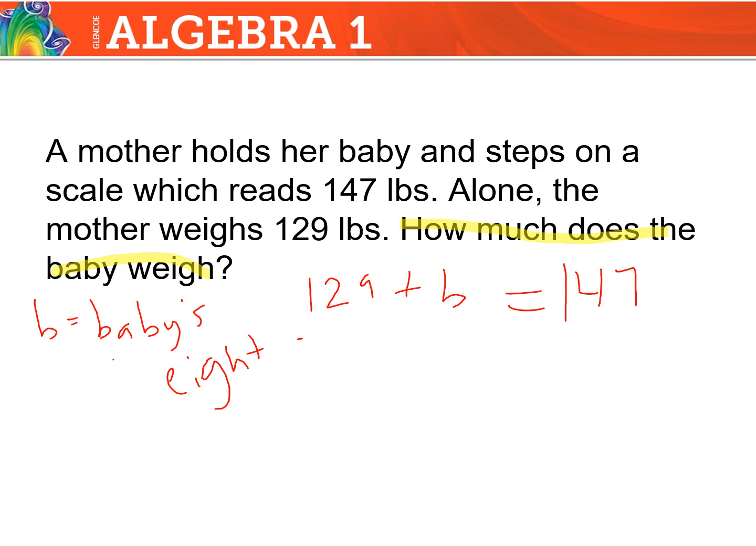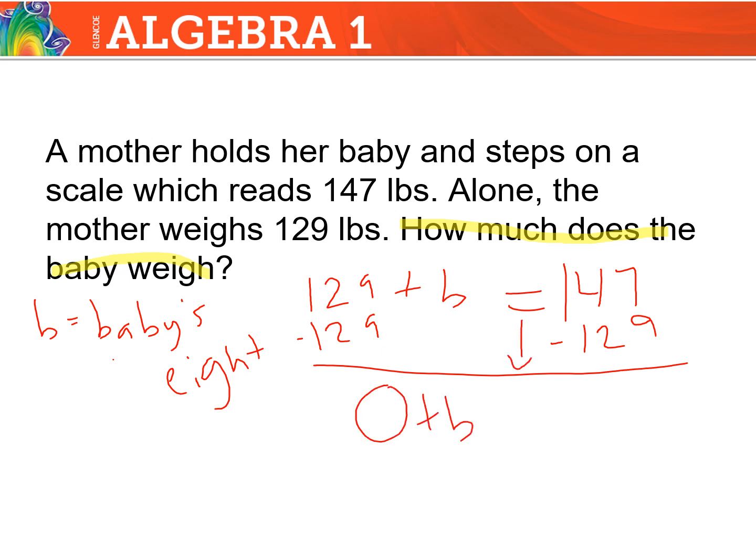So if I subtract 129 from both sides to solve, because 129 is positive and I need to go to 0. So that gives me 0 plus b, which equals, well, I can't take 7 from 9, so that becomes a 17, and I borrow it from the 4, who becomes a 3. 17 minus 9 is 8. 3 minus 2 is 1. 1 minus 1 is 0. So b equals 18.